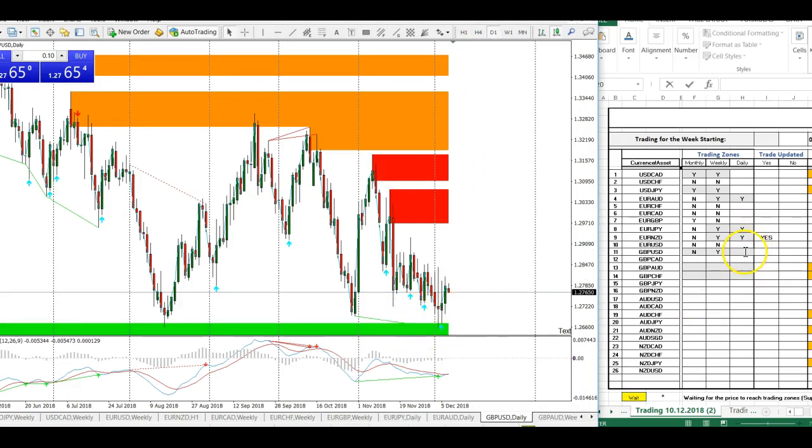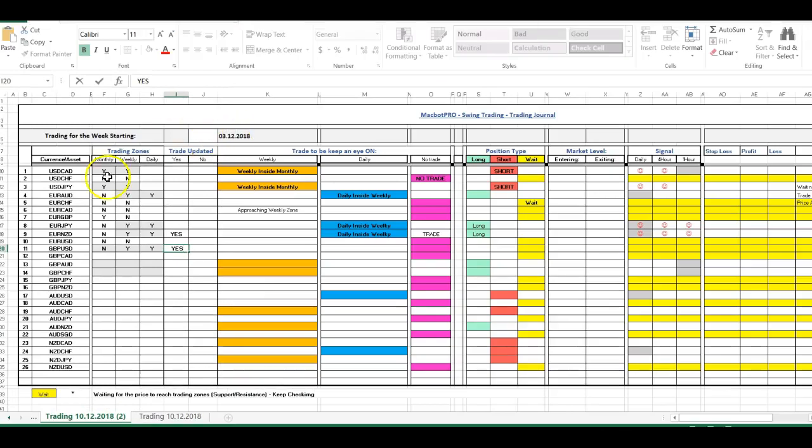Okay, so we were in this trade. You have to say it's updated. These are all trades that happened this week. If you've gone through any of my courses or you're one of my coaching students, we talk about this in the coaching. So British pound USD this week, we already had the signal on it. So trade updated, yes. And we'll just go across here.